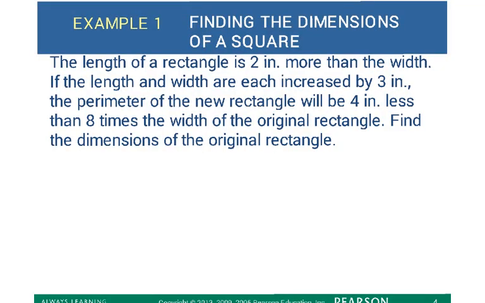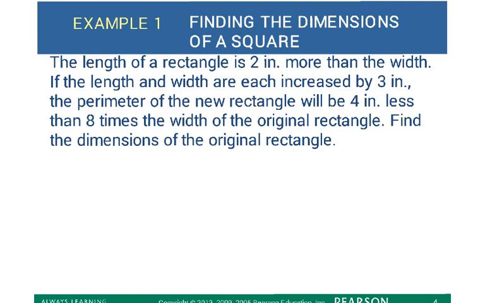So let's get started with this first example. This is a geometry application. Let's read it. The length of the rectangle is 2 inches more than the width. If the length and the width are each increased by 3, the perimeter of the new rectangle will be 4 inches less than 8 times the width of the original rectangle. Find the dimensions of the original rectangle.